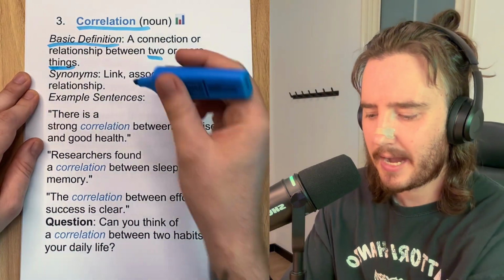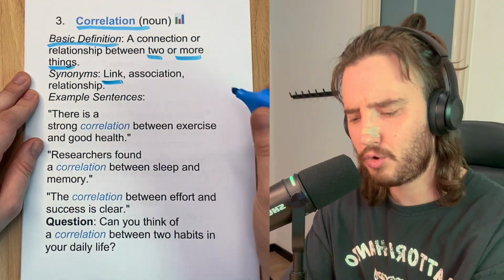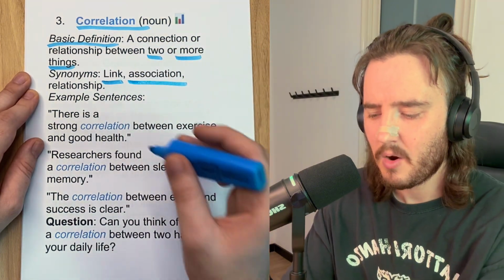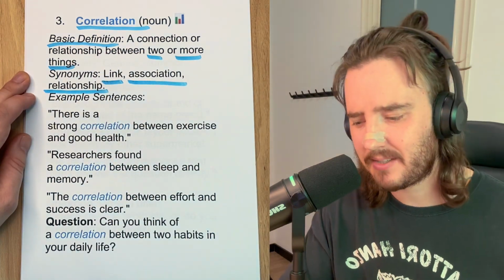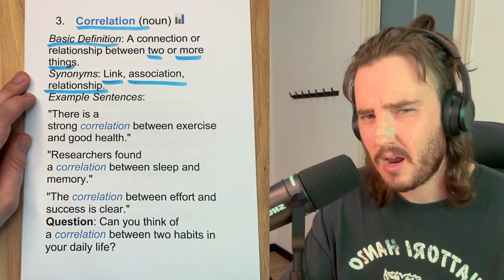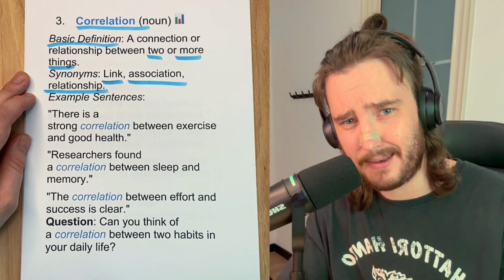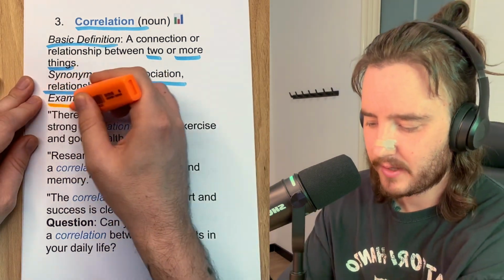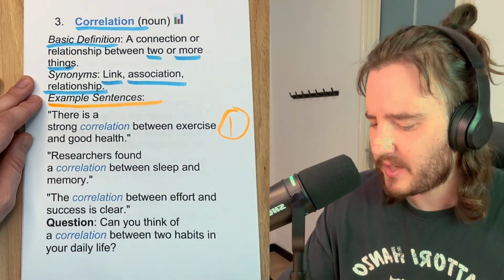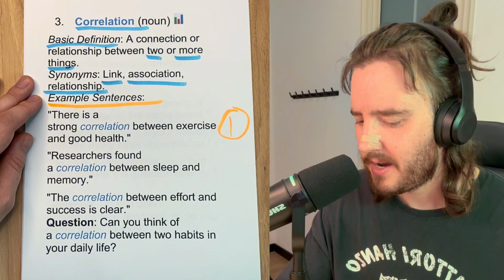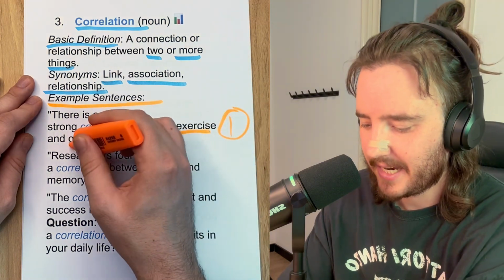In other words, how are they linked? How are two things associated? What is the relationship between two things? How are they connected? How are they correlated? Let's jump right into these different example sentences. Number 1: There is a strong correlation between exercise and good health.